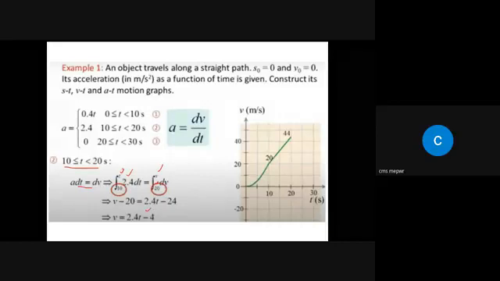When I solve it, I get this equation. When you put t equal to 10, you will get the same answer, 20. When you put t equal to 20 seconds, the answer will be 44, right? And you see there is one t, so this is a first degree curve, which means it will be a straight line, and this is at t equal to 20 seconds.